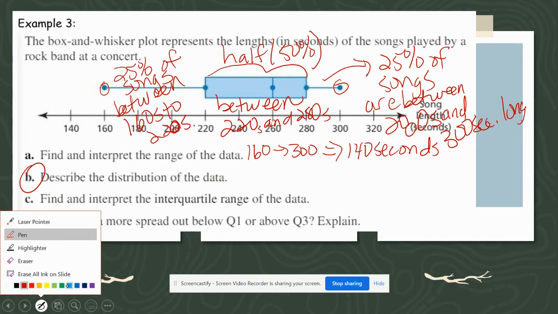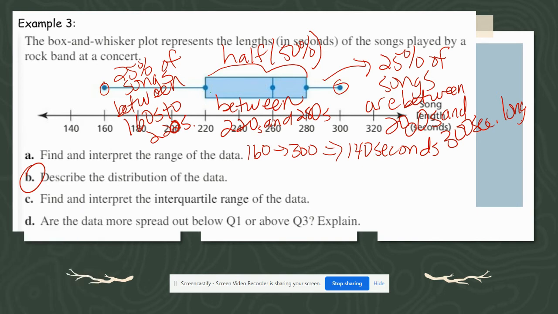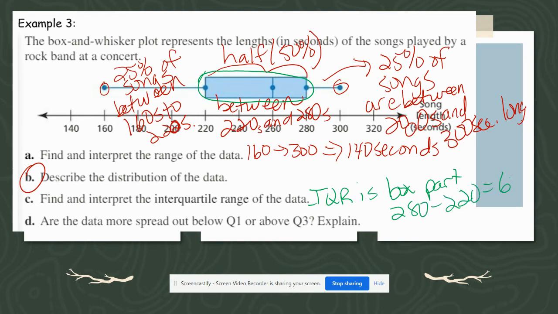Interquartile range. So that range is the middle 50%. It's the box part. So IQR is the box part. That middle 50%. We have 280 minus 220 is 60 seconds. So the middle half of the songs have a spread of 60 seconds, or there's a maximum of 60 seconds difference, or 1 minute, between the middle length songs that they're playing.